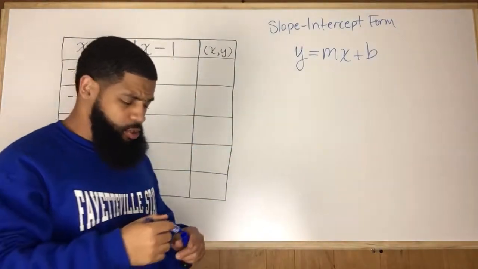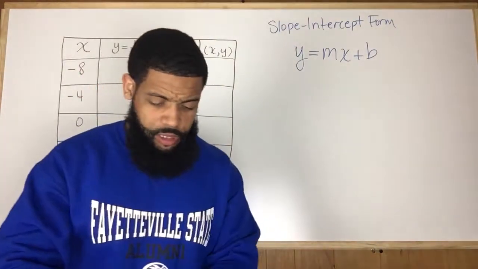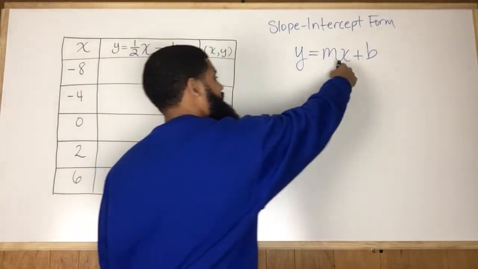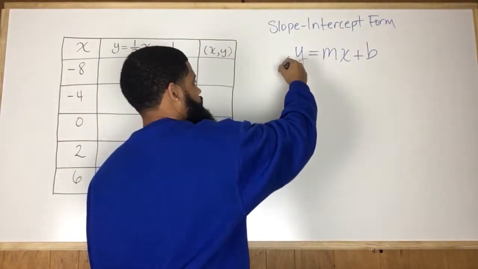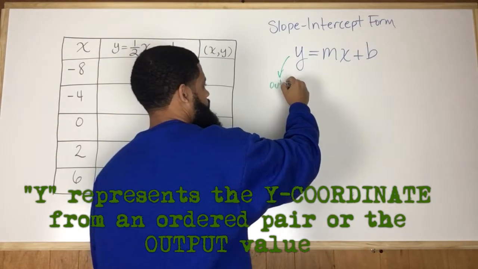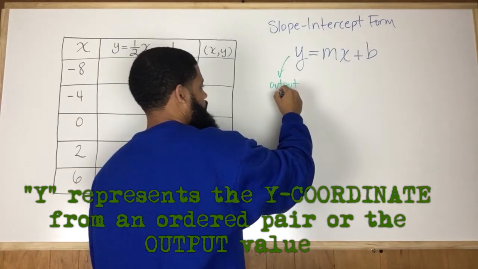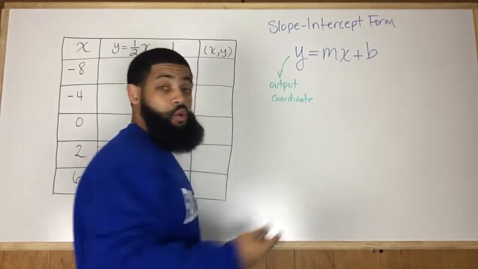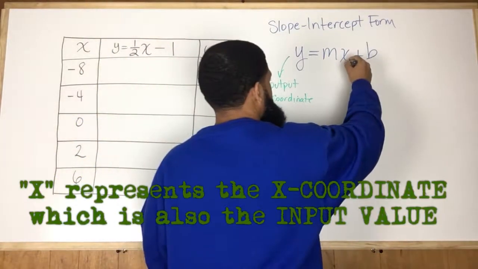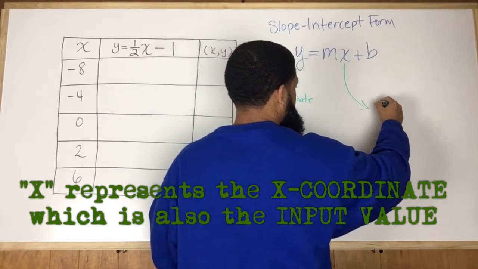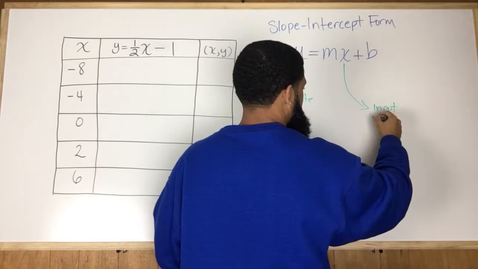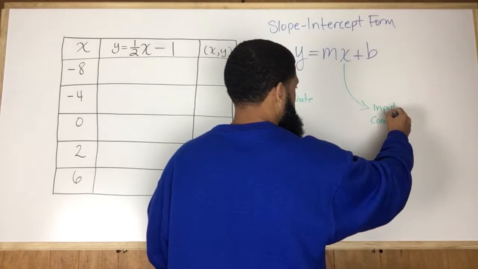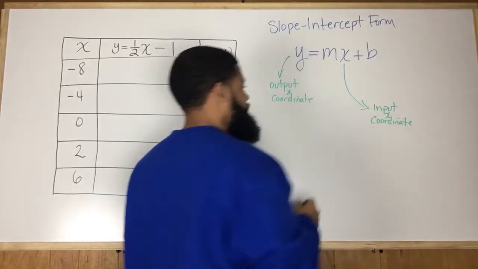All right, now the slope-intercept form points out a few different things. What it does is it points out the y and the x as coordinates. Okay, so I'll just say output coordinate. Okay, so that's the y coordinate or the output. The x here is the input or the x coordinate. Okay, so x coordinate, y coordinate.